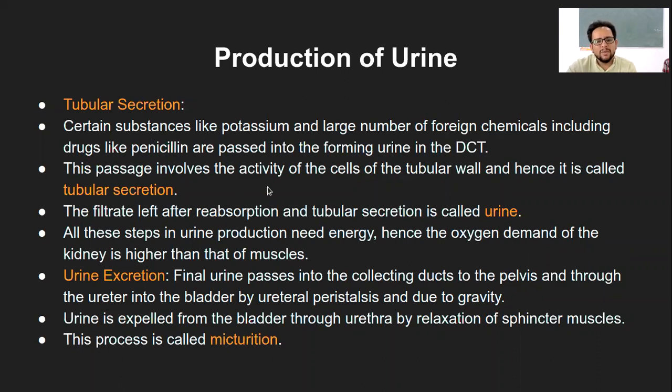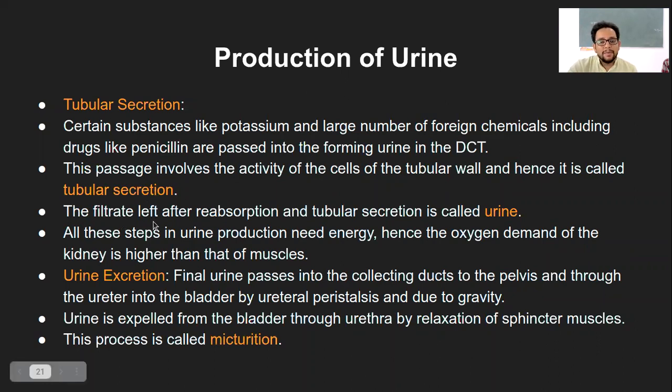And this passage involves the activity of the cells of the tubular walls of the DCT, because those cells will allow certain molecules to cross that barrier of the tube, or they will allow certain molecules to come inside the tube. So that is why it involves the activity of this tubular structure of the DCT, and that's why it is called tubular secretion.